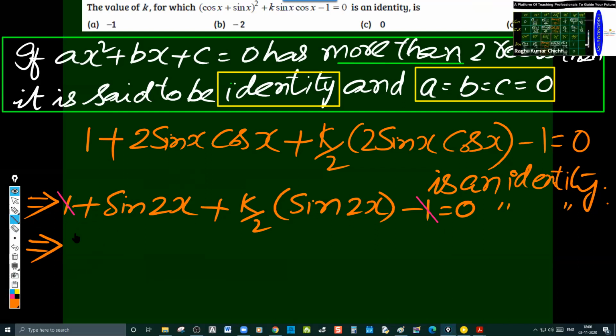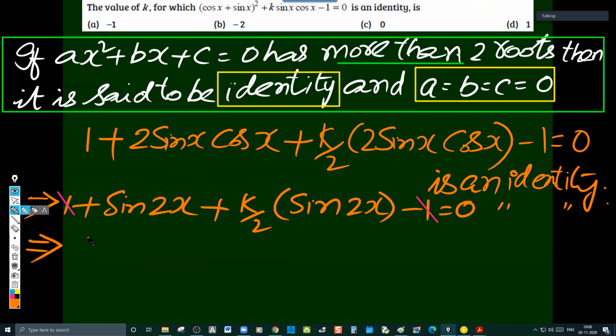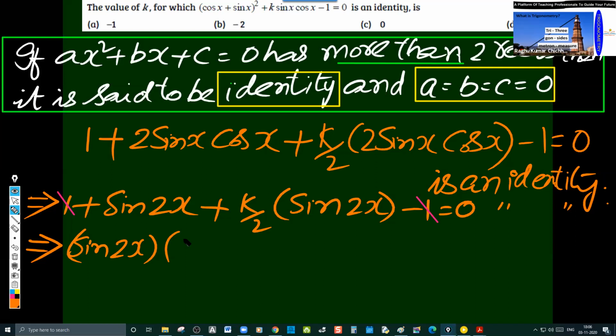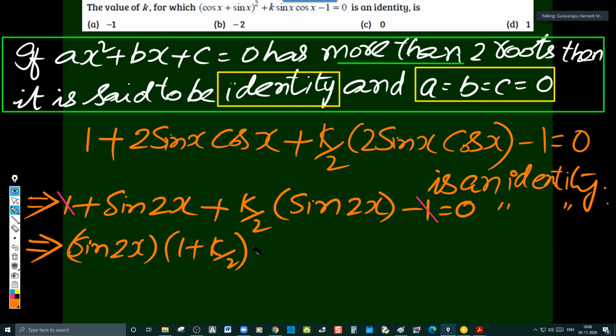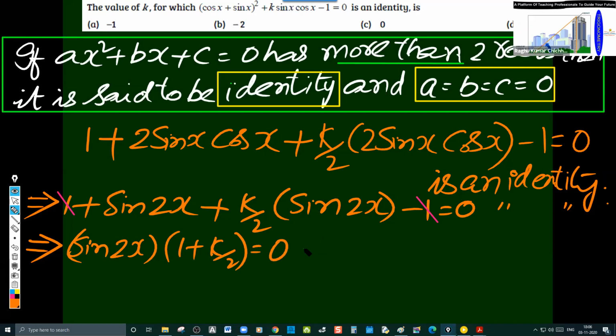Now, come on, tell me what is the term that can be taken common? Sin 2x. What remains in the bracket? 1 plus k by 2. So 1 plus k by 2 is equal to 0.